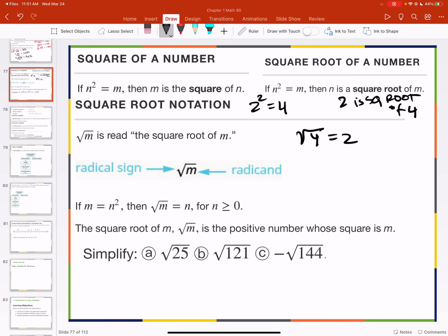All right, so then let's go ahead and continue. Let's talk a little bit about the square root. This is also known as the radical. This inside is called the radicand.